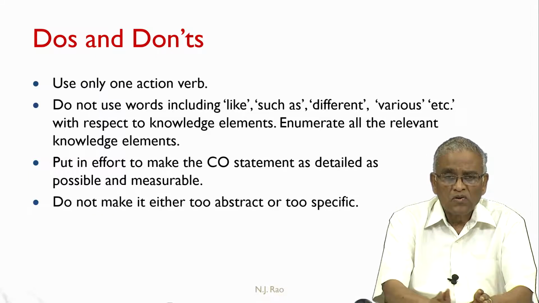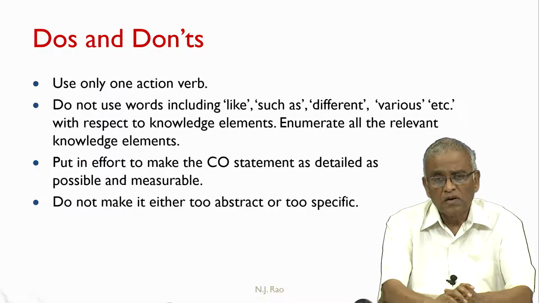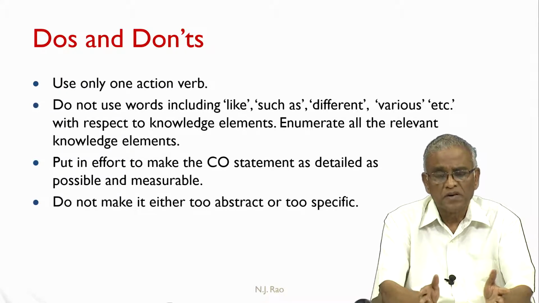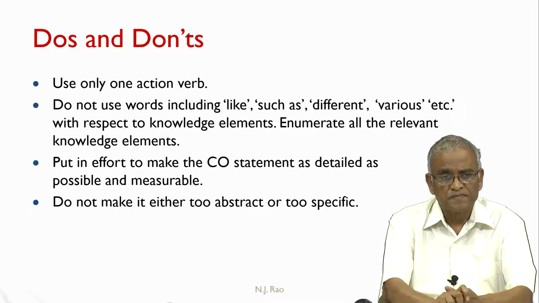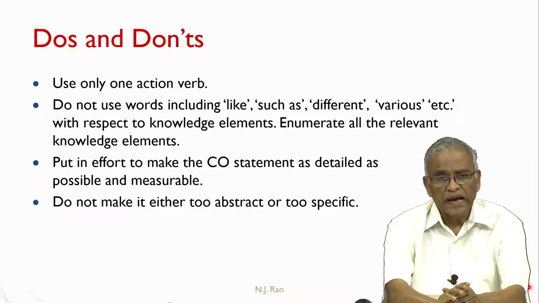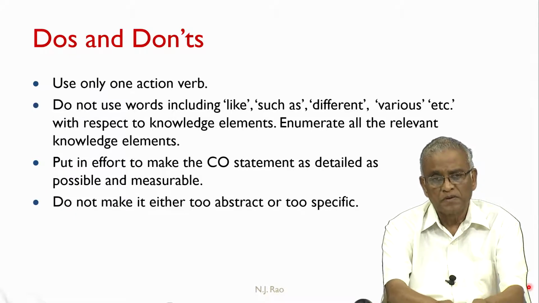And one may say, oh, the list may become too long, but we found in our experience the number of elements may never exceed 5 or 6. So just list those 5 or 6 elements. Normally it could be 2 or 3 also. Now put in effort to make the CO statement as detailed as possible and measurable.